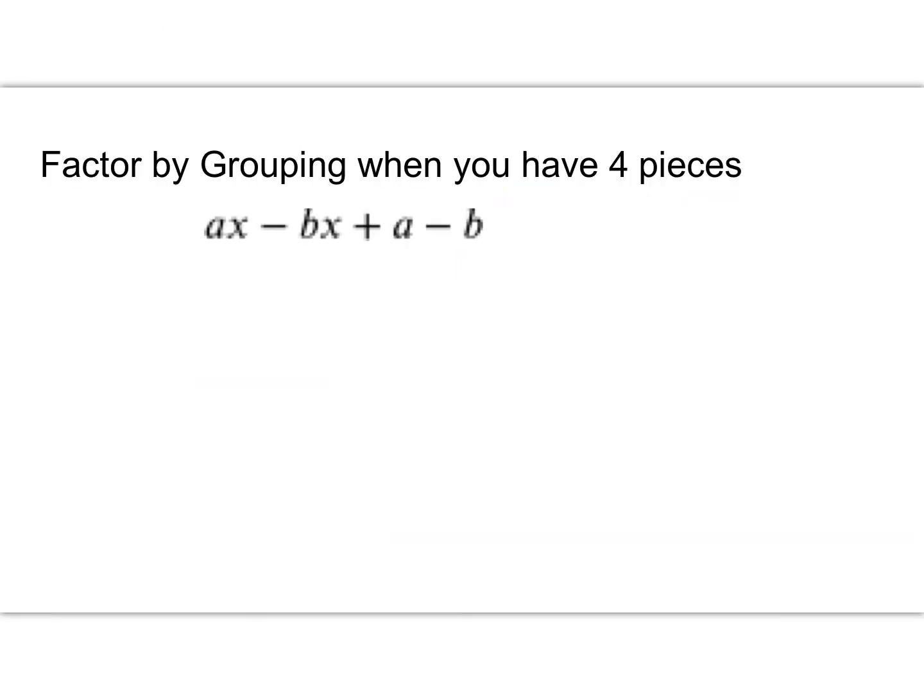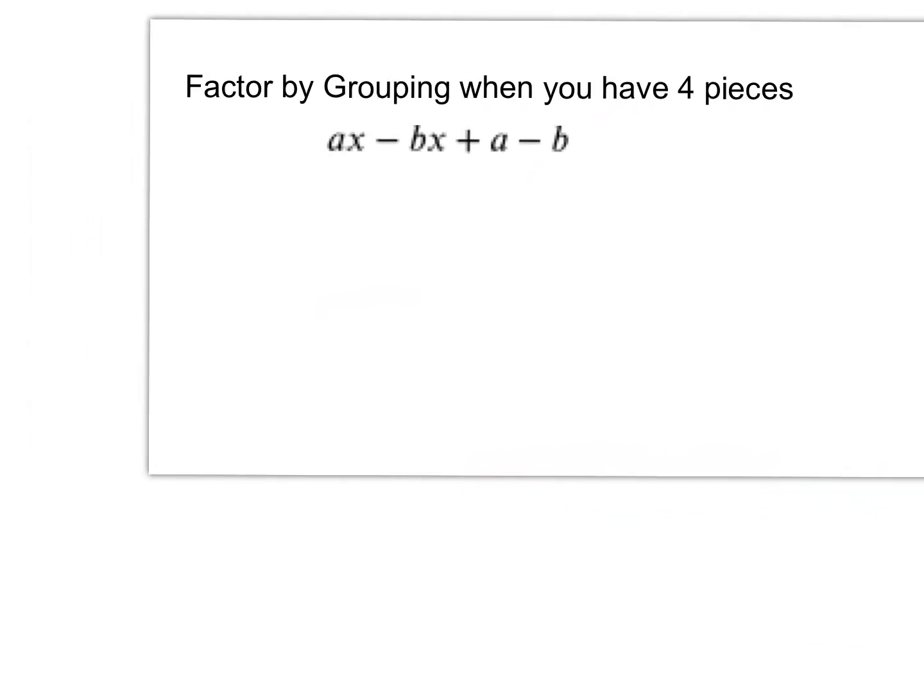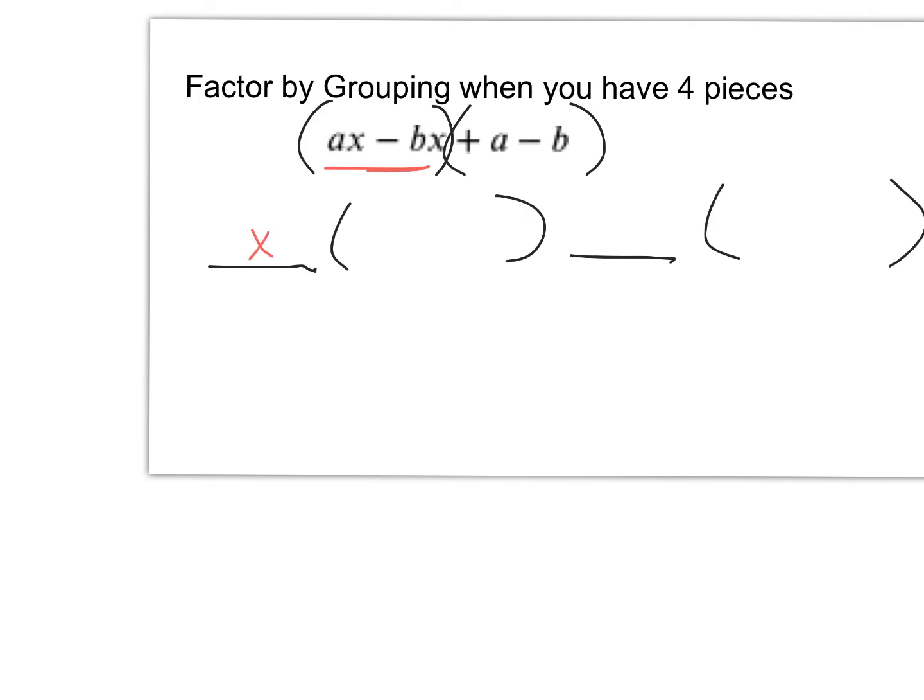All right, so let's look at this one. Let's start by grouping that up. First, second, third, fourth. So here, common denominator of the first is going to be x. So I'm left with a minus b.